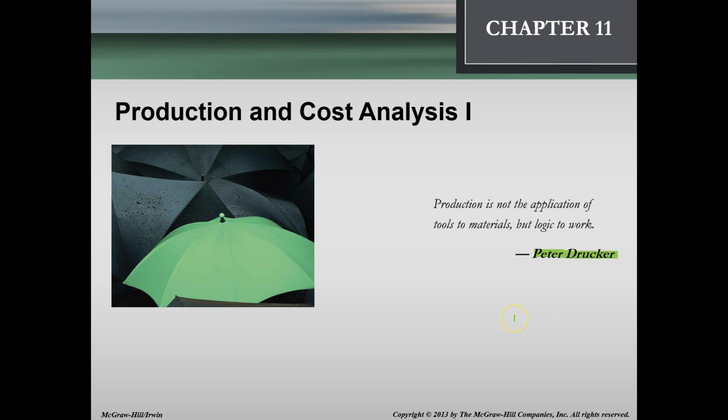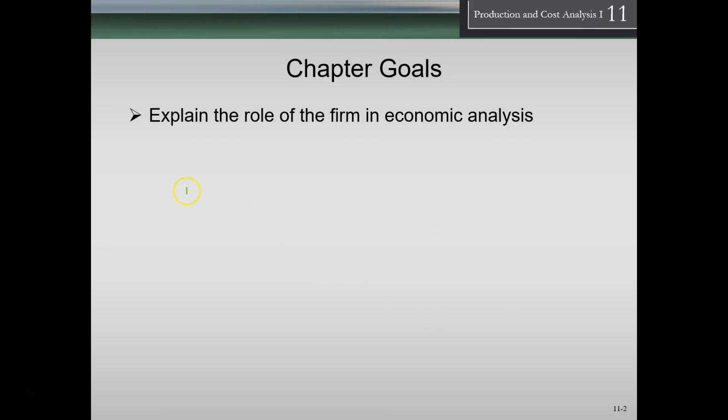and his quote is, "Production is not the application of tools to materials, but logic to work." If we break that down, I think he could mean that the process of production isn't just taking the tools and applying them to one particular process. It does take more than that. We need some logical thinking, we need some reasoning, and in order to come up with the best decisions, we're going to take some systematic approaches to try to figure out what the best decisions are. So that's how we'll take a look at some of those techniques in economics applied to managerial decision making.